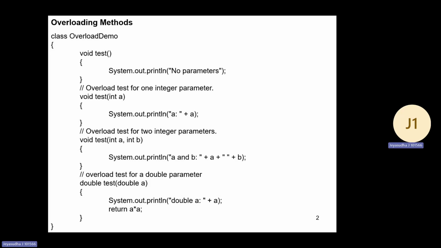Inside each method, in the first method we are not performing anything, just printing "no parameter". In the second method, we print A. In the third method, we print A and B. But in the fourth method, we multiply A into A and return the double. So this is how it works.